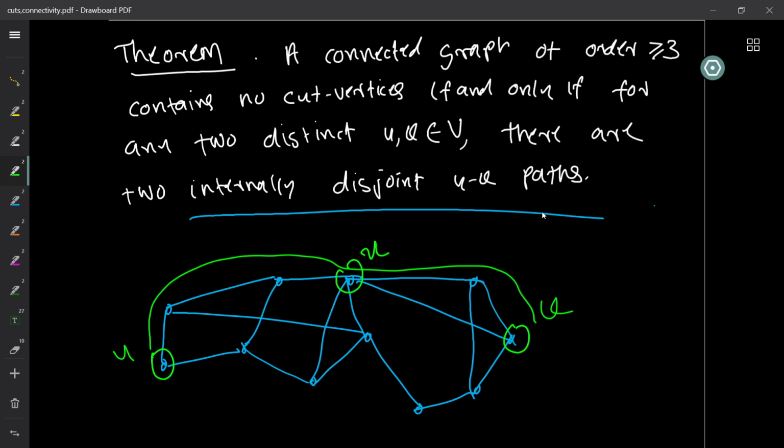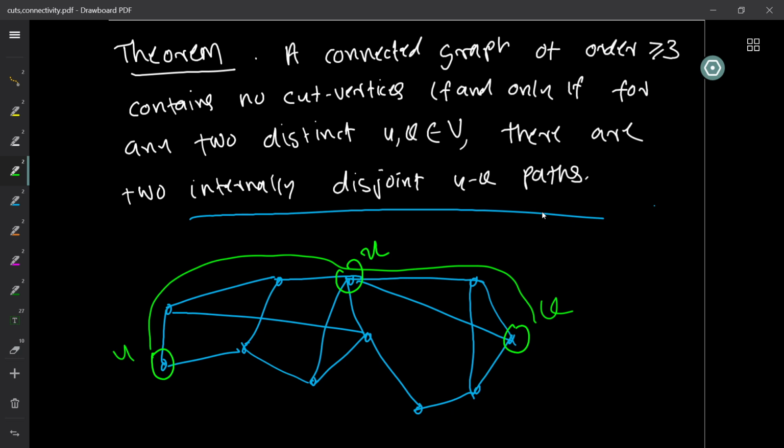So between u and v, there are two internally disjoint paths. That means at least one path exists in G minus x, for any vertex x, between any pair of the remaining vertices. So G minus x is connected for every vertex x, and therefore the graph has no cut vertex. So one direction is over, right?